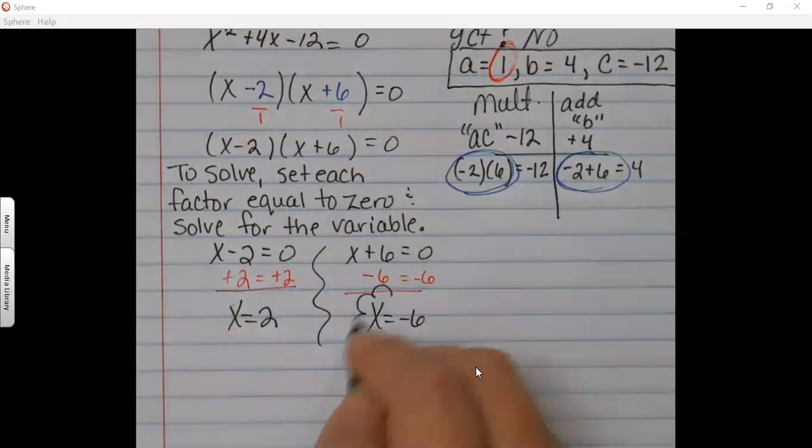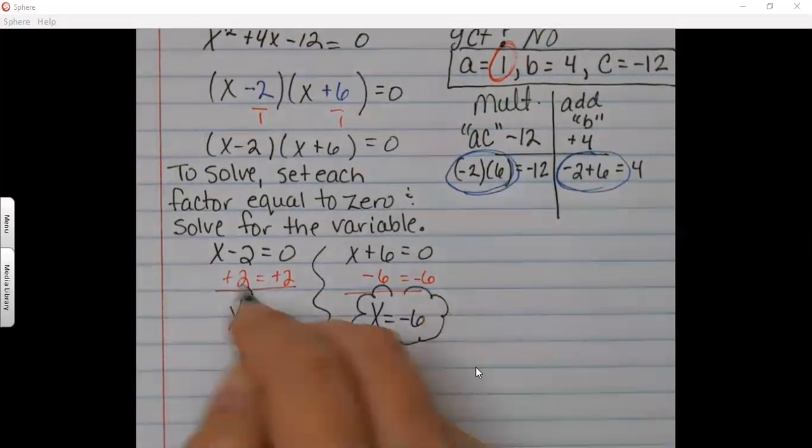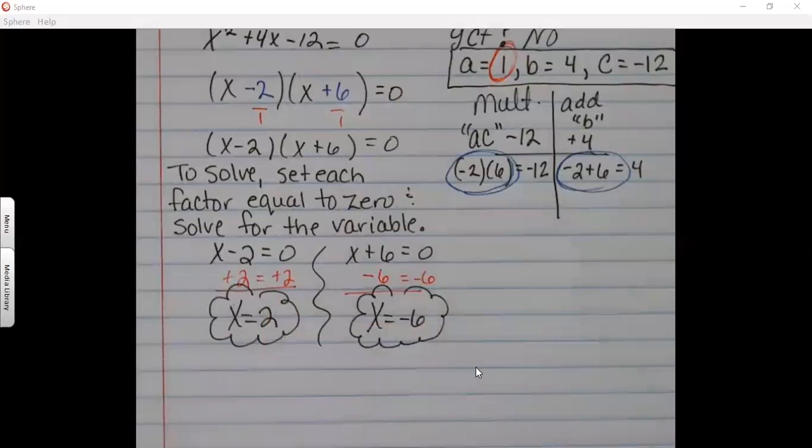I have two solutions, +2 and -6. If you look at your answer sheet, it says your solutions are +2 and -6. We are solving quadratics. You're going to have two answers and only two answers for every single problem. A quadratic means 2 degrees. If you have 2 degrees, you're going to have two answers, either two real answers or two imaginary answers. Coolio? Any questions on that one?